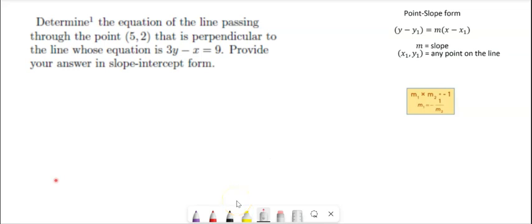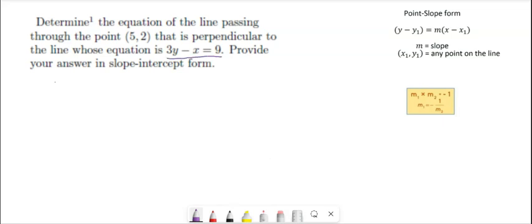Hello everyone. So in this video we're gonna learn how to find the equation of the perpendicular line to another line, providing that it's gonna go through a point. Okay, so how do we proceed about this? The first step is always to start with the provided line.